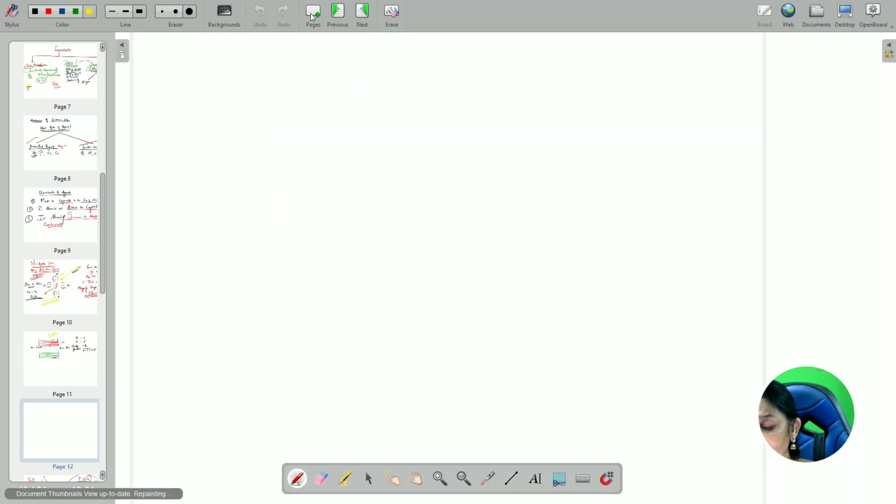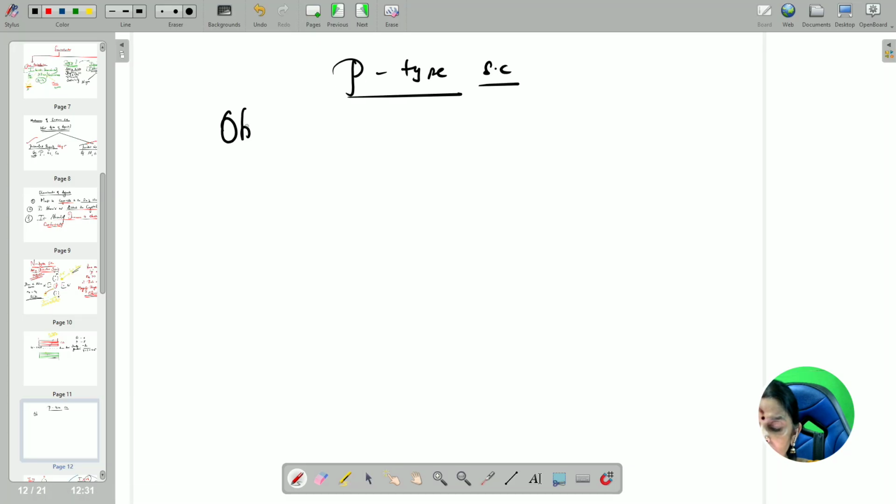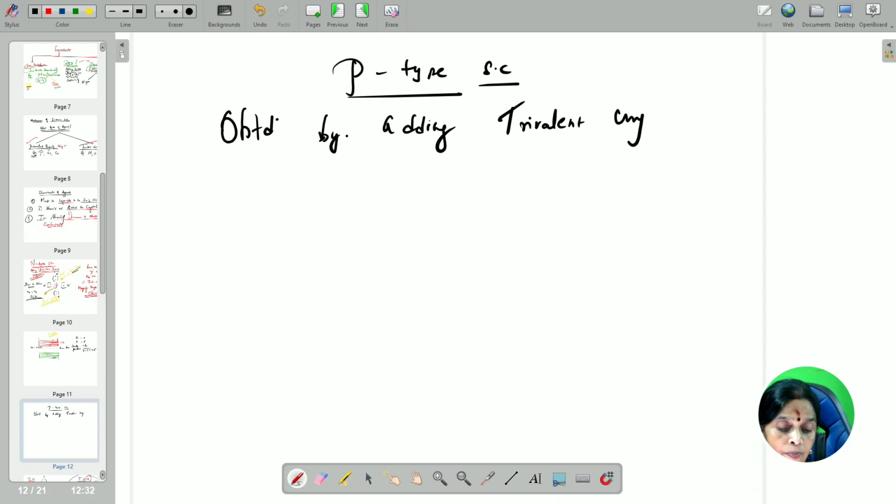In the same way, let us go to the P-type energy level, P-type semiconductor. How do you get a P-type semiconductor? It is obtained by adding trivalent impurity. So, I am going to add trivalent impurity, so that you can get an excess number of holes. So, for example, take aluminum.